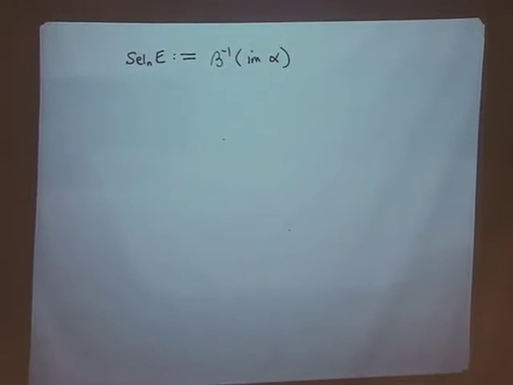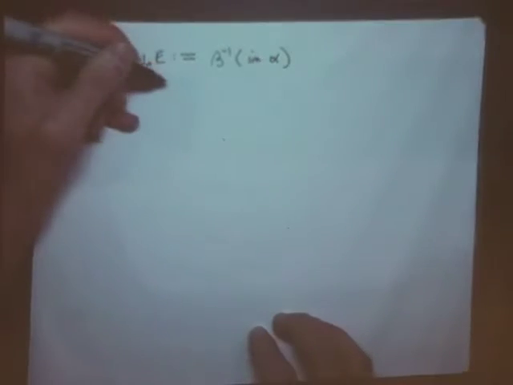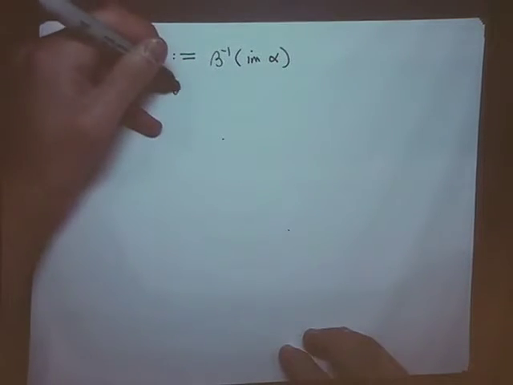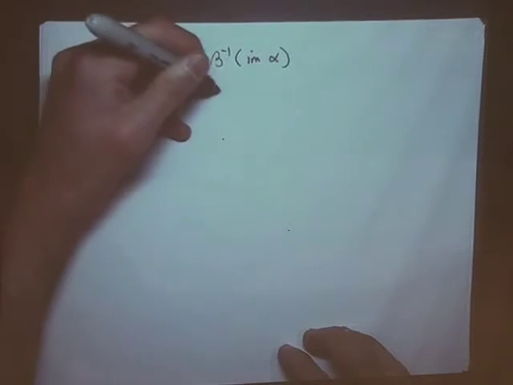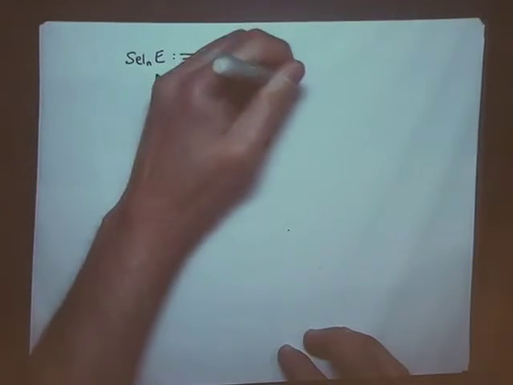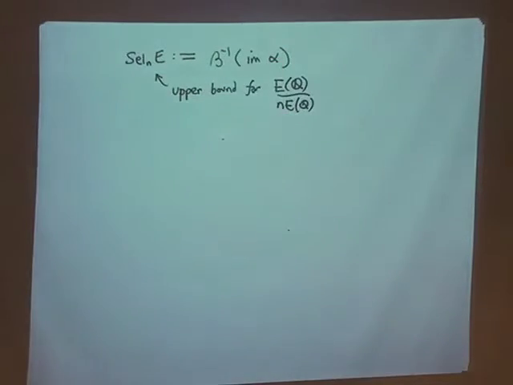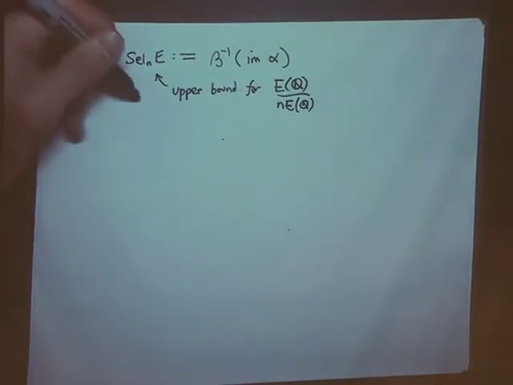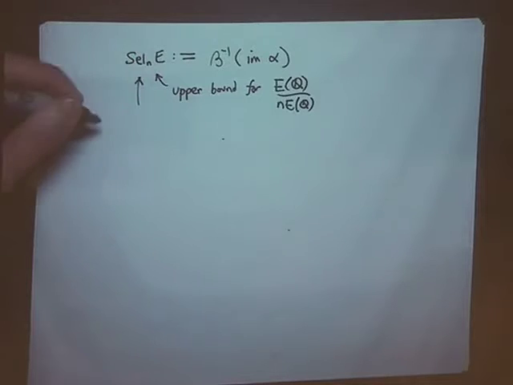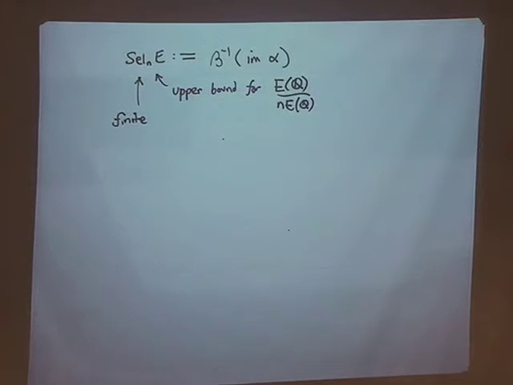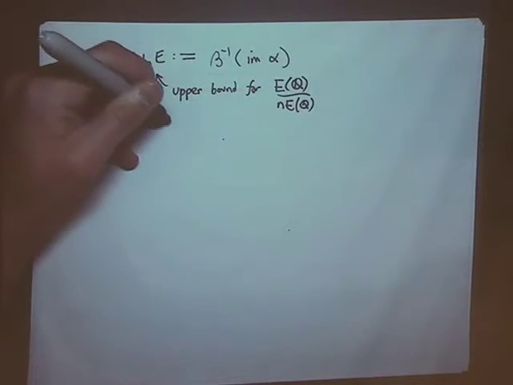And the point of this is that this group, just by the commutativity of the diagram, is going to be an upper bound for E of Q mod n E of Q. Also, by using some standard theorems of algebraic number theory, like finiteness of the class group and stuff like that, you can prove that this group is finite. And not only is it finite, but in principle, it's computable.